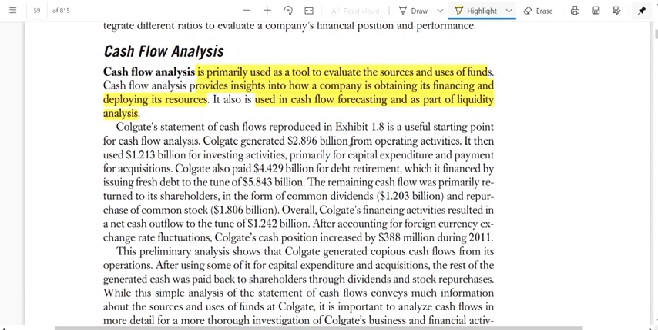Cash flow analysis is primarily used as a tool to evaluate the sources and uses of funds. Cash flow analysis provides insight into how a company is obtaining its financing and deploying its resources. It also is used in cash flow forecasting and as part of liquidity analysis. Itu je gunaan cash flow. Nanti kita akan belajar dengan lebih mendalam about cash flow. Analyze one by one dalam operating activities, financing activities, investing activities.